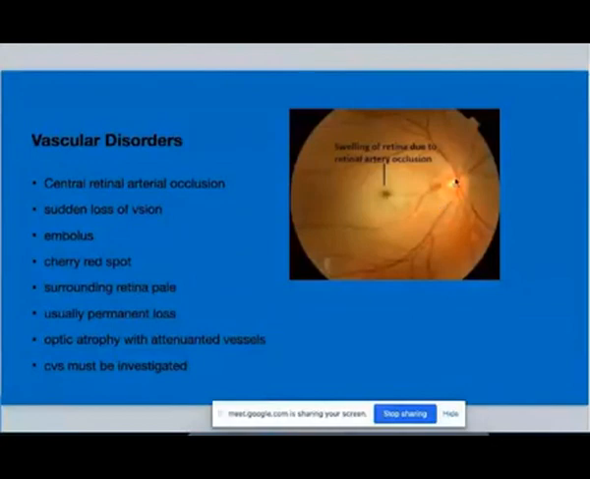But if the whole central retinal artery is occluded, there'll be a permanent loss of vision, and you'll end up with optic atrophy. If it's in one of the branches up here, there will be just a segmental loss of vision just in this area, and the central vision will be preserved. So whenever a patient has a central retinal artery occlusion, you must investigate the cardiovascular system. There's always some underlying pathology going on. Why are these clots being generated?